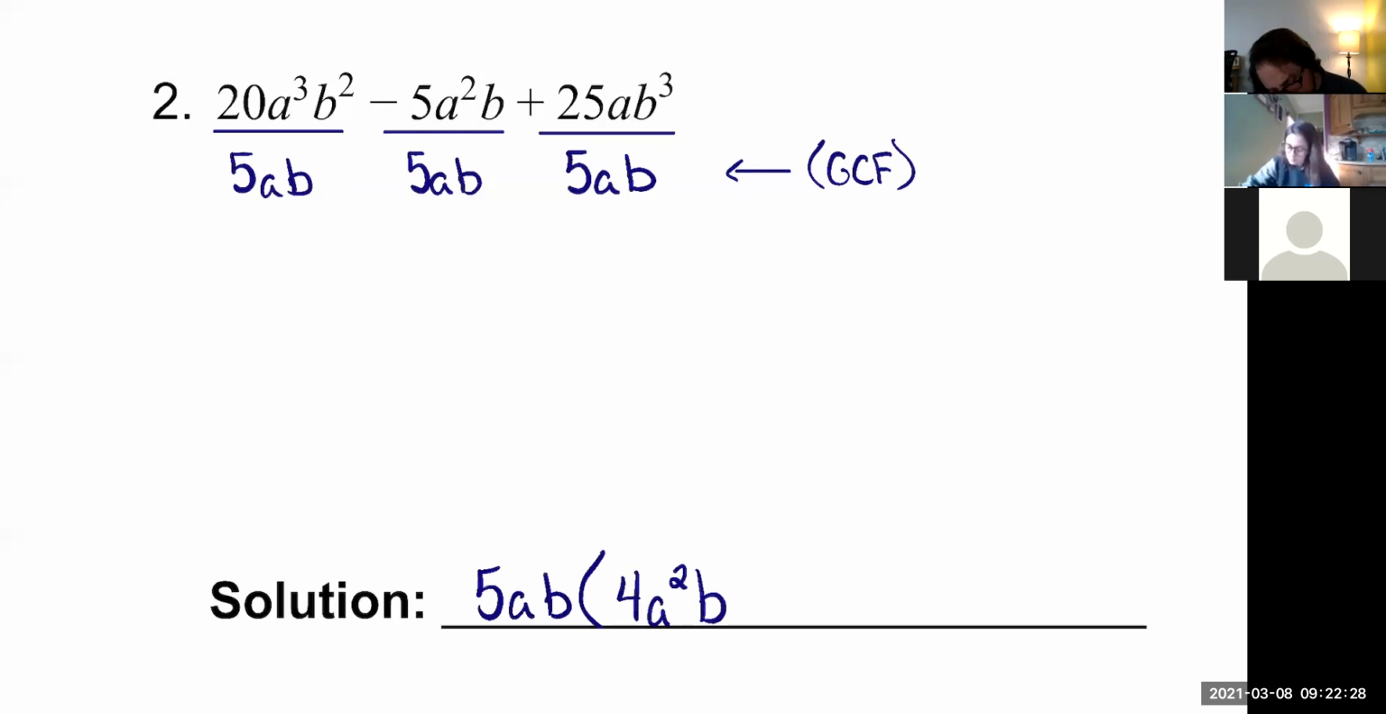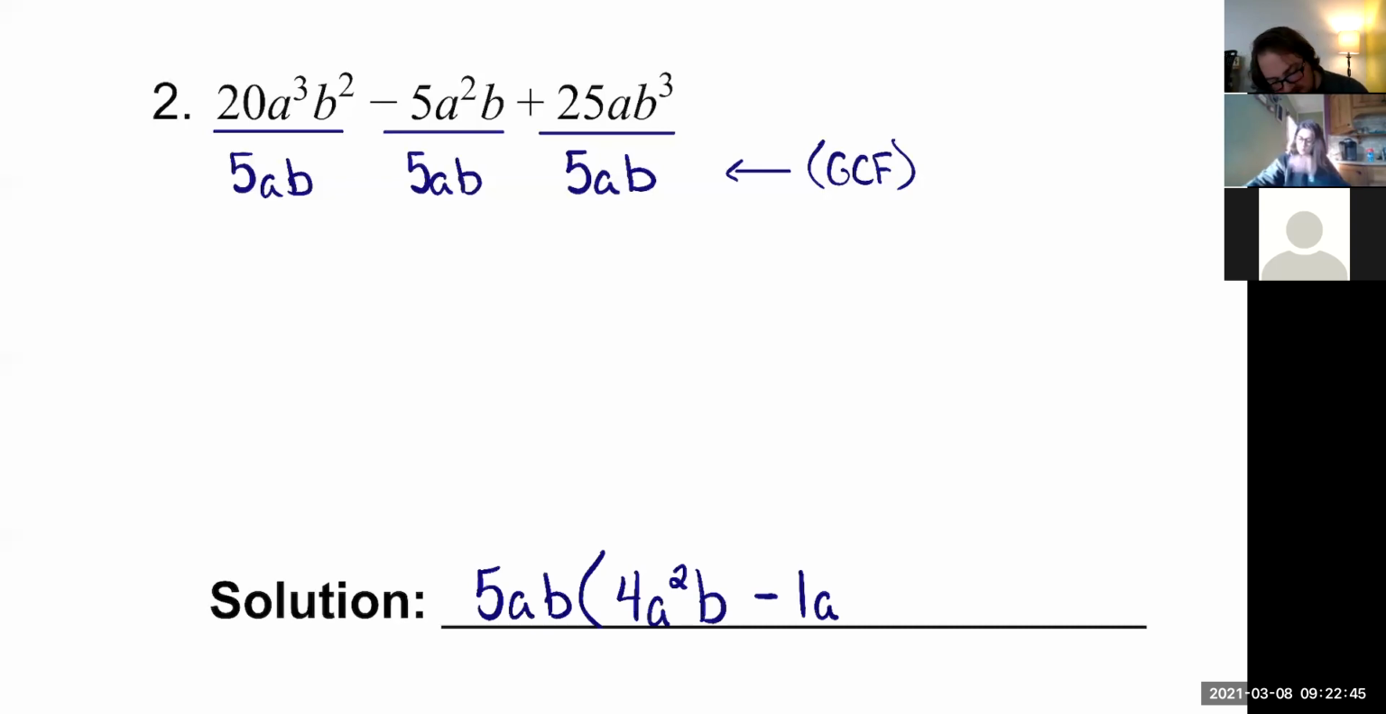-5 divided by 5 is a -1. A to the second divided by A is just an A. B divided by B cancels, is gone. There was one B there. We took it away. There's no more. That takes care of the second term.